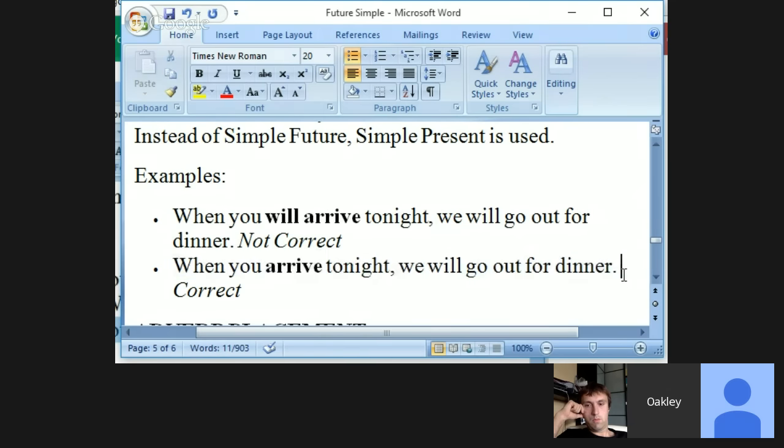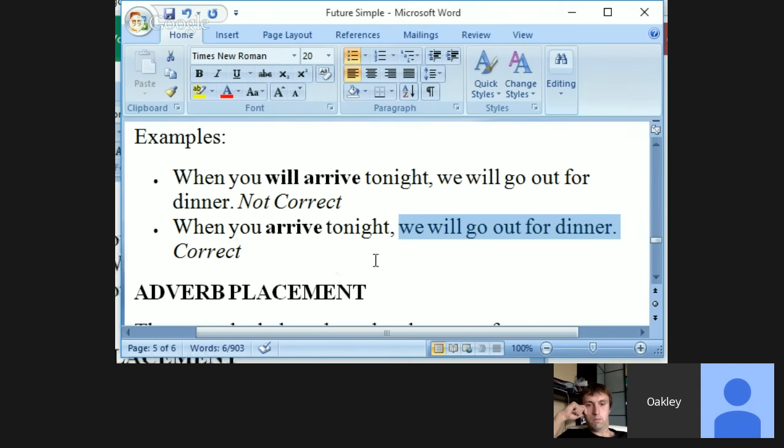It is understood that this sentence is about the future, because "we will go out for dinner" is an independent clause. All by itself, it could be a simple sentence. Thus, an independent clause. It doesn't need any help. The other clause, "when you arrive tonight," is dependent. If I say "when you arrive tonight" by itself, it doesn't make any sense at all. So it needs some help. It's a dependent clause. It's understood that the main part of the sentence is the independent clause, and the whole sentence is about the future.